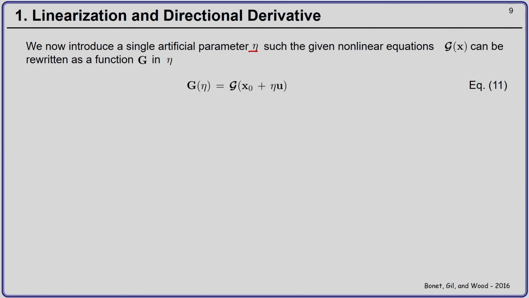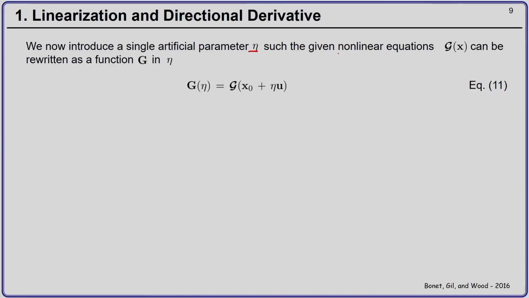Remember, our initial guess is x 0 and say we want to move in the direction u, an arbitrary direction u, that will take us closer to the solution. So, in a way we know x 0, u is what we want to find out. So, we rewrite our given nonlinear equation g of x in terms of eta as given by equation 11. Instead of x, we substitute x 0 plus eta u. So, what we get is a nonlinear equation solely in terms of eta, which is on the left hand side of equation 11.